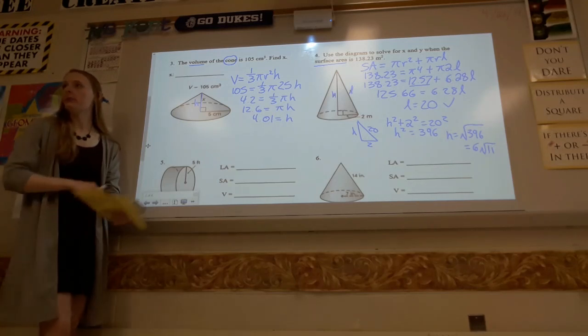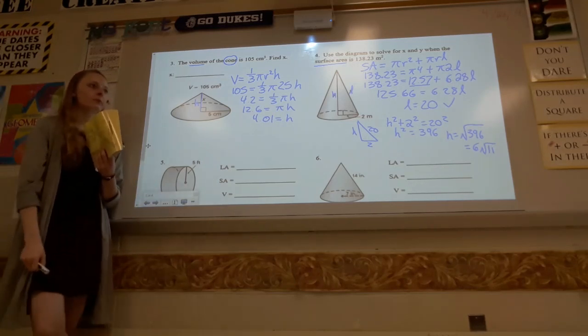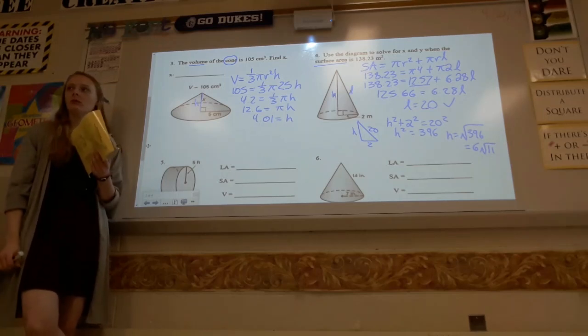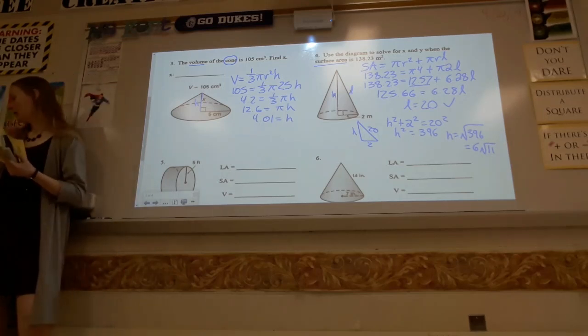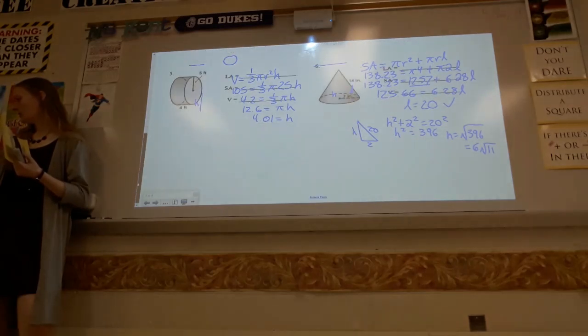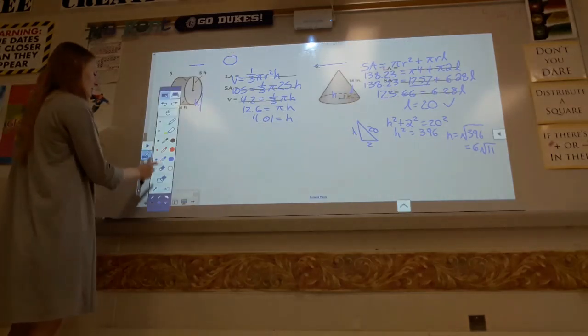Alright? Everybody good up until here? Questions? Alright, moving on to our next two shapes on this page. We have the cylinder and the cone.